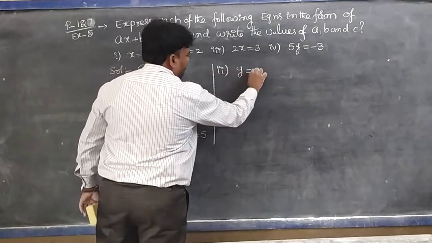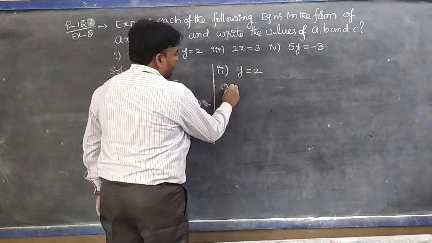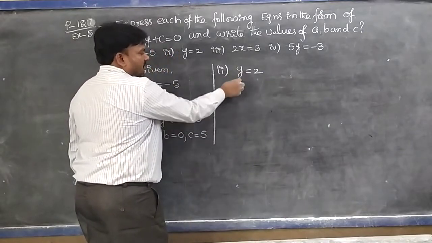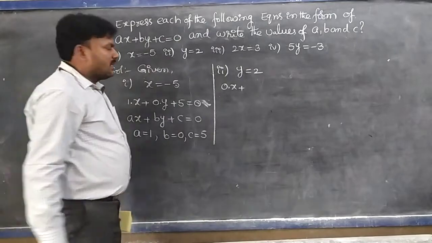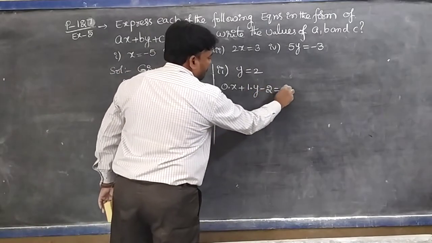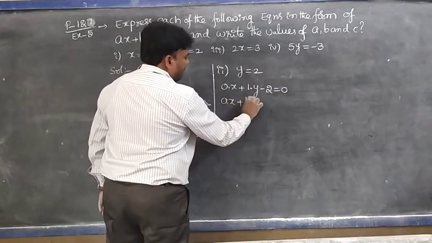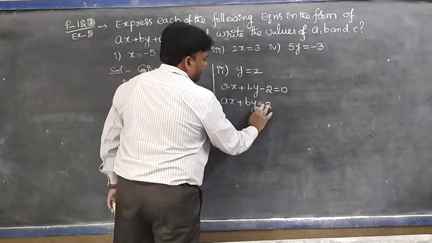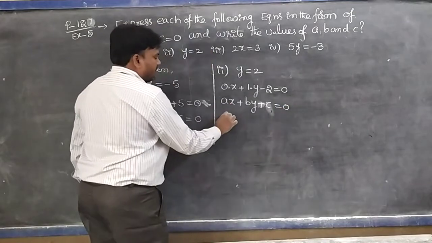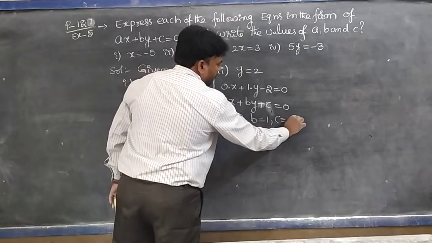y equal to 2. This also can be expressed as: first the x value, 0 into x. Plus 0 into anything is 0. By adding 0 to the y value, there is no change. 0 into x plus 1 into y minus 2 equal to 0. Plus 2 transferred to the left side becomes minus. Then ax plus by plus c equal to 0. So comparison of both: a equal to 0, b equal to 1, c equal to minus 2.